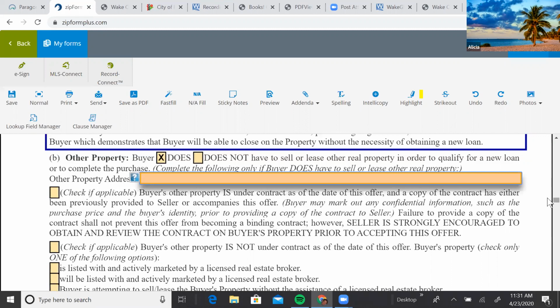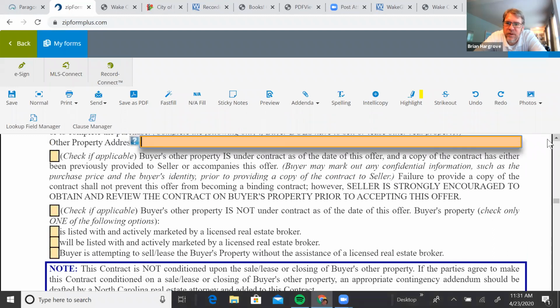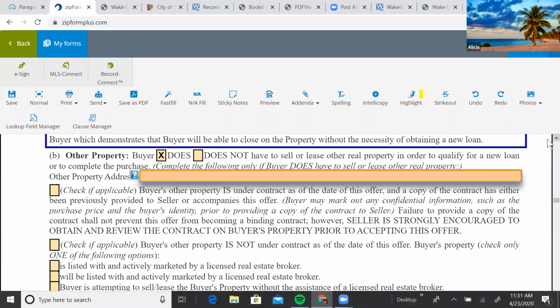They're telling the seller. But here's the line that you need to keep in mind with your buyer. Failure to provide a copy of the contract shall not prevent this offer from becoming a binding contract. So don't give it to them. Well, they didn't ask me for it, and due diligence is over tomorrow. So they're saying to do it early on, but, so you're saying I don't have to if they don't ask? Correct. The way they wrote it now, you do not have to. I would not worry about it.